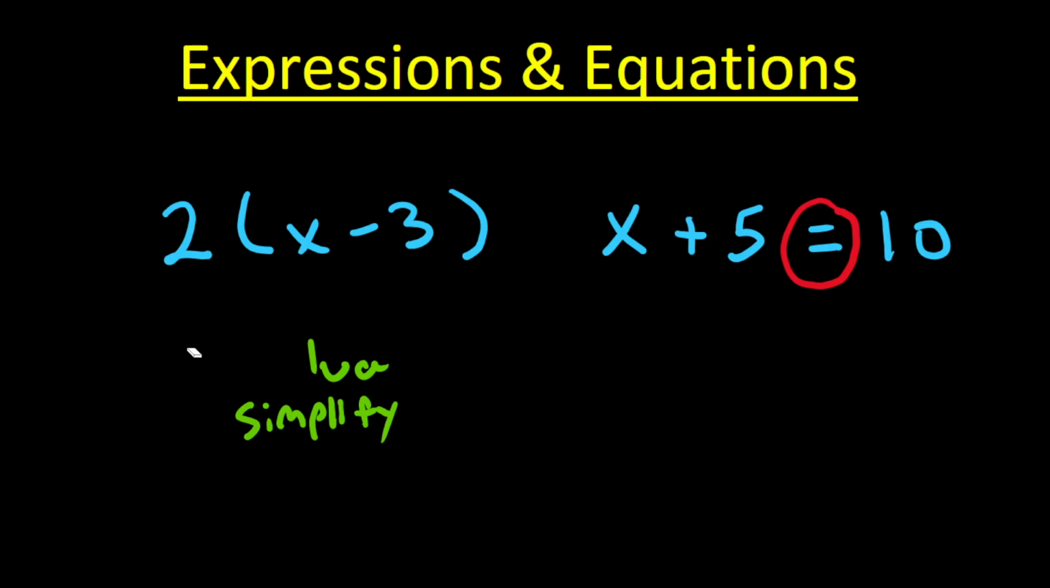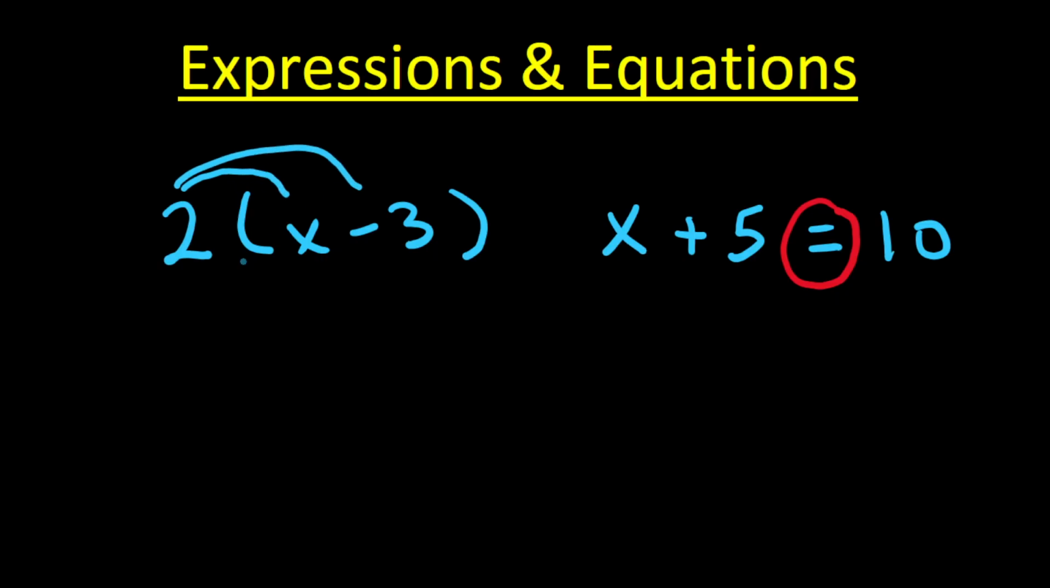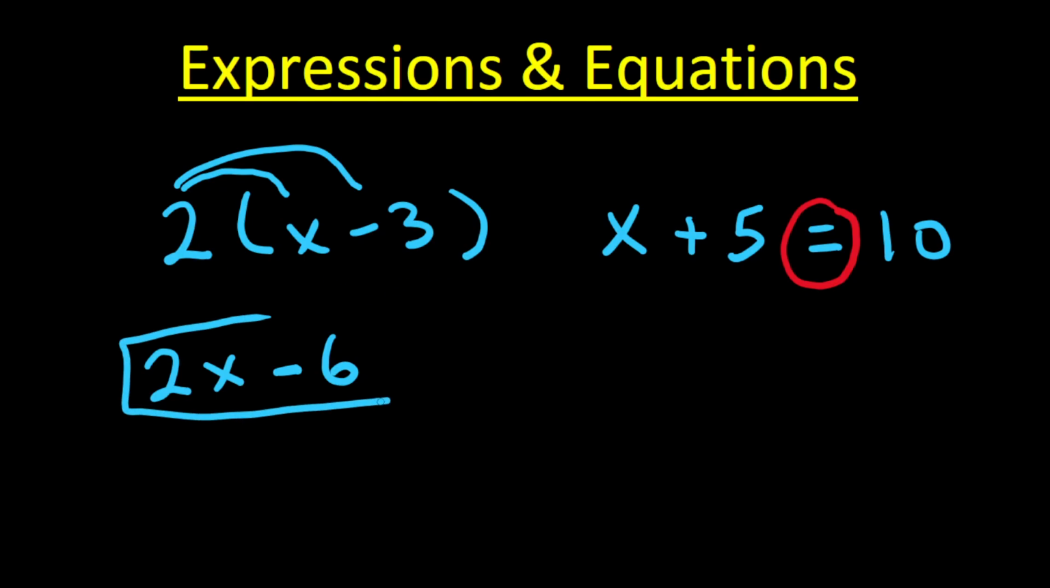Now let's simplify this expression right here on the left. We have 2 times (x minus 3) in parentheses. If you watched my video on properties of numbers, we can use the distributive property to distribute this 2 to each term. So 2 times x is 2x, and 2 times negative 3 is negative 6. So 2 times (x minus 3) simplifies to 2x minus 6. That's how we simplify an expression.